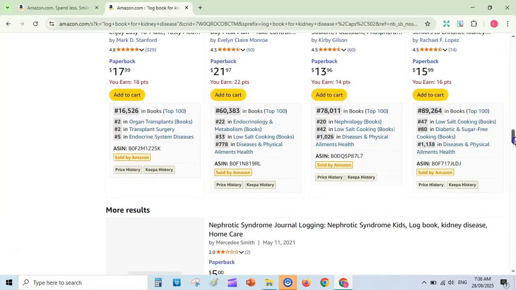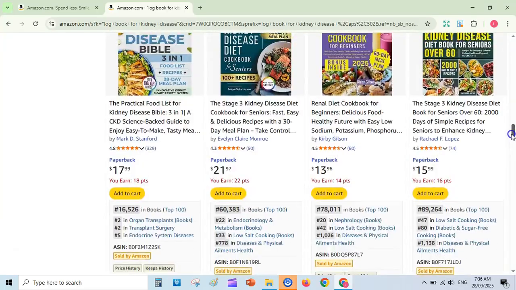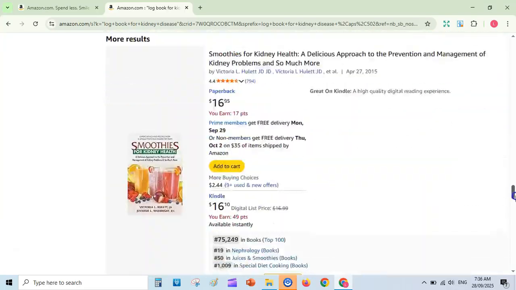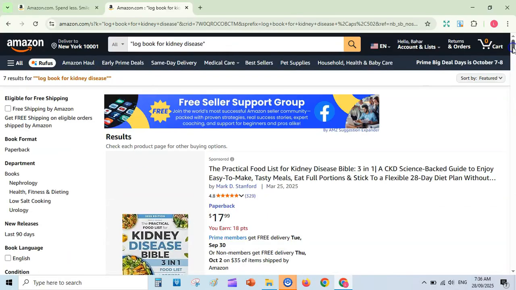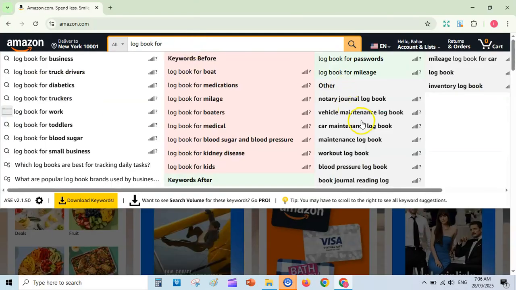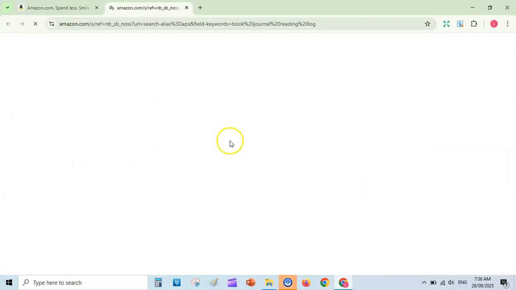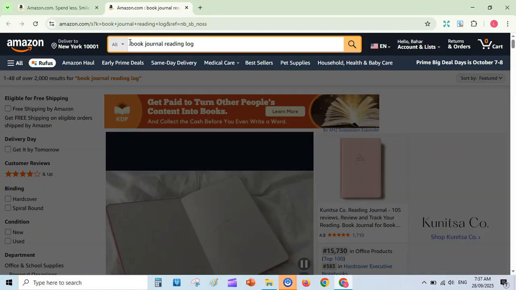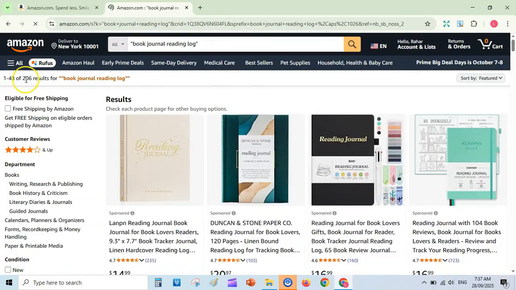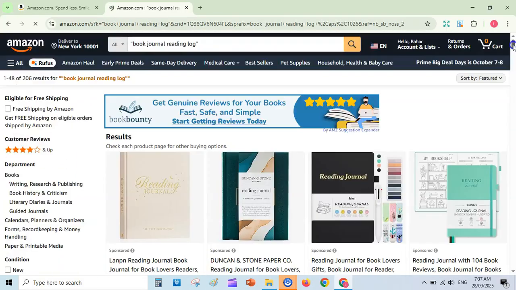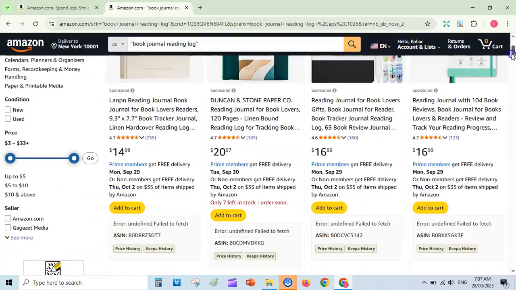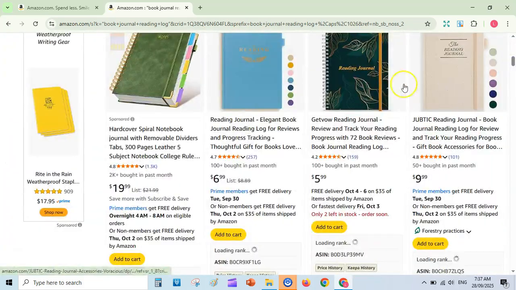There are not many related books here and we can't see any best-selling books here, so we can't confirm the demand here. Let's see. Notary logbook, vehicle maintenance, car maintenance logbook, workout, blood pressure logbook, book journal reading log. That could be a good one. Let's check it out. Results are over 2000. If we find related books, 206 only, and let's see if they are closely related or not. Journal with 104.